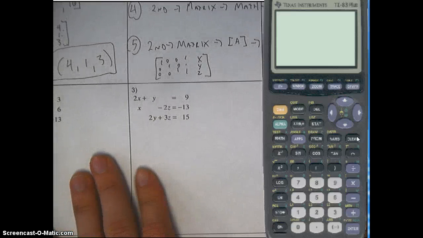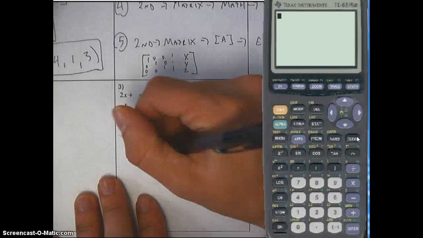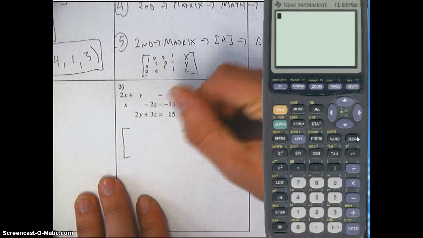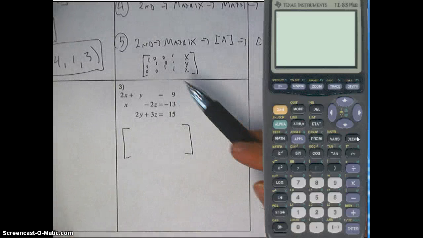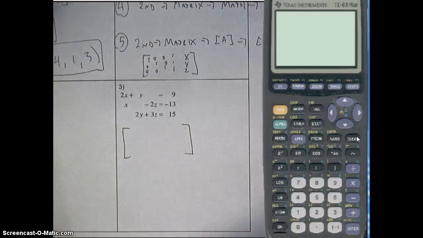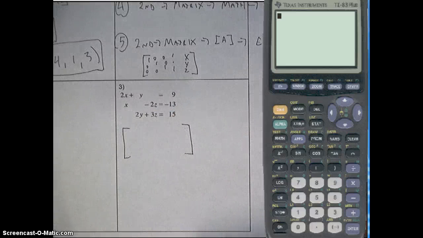So let's look at number 3 here. The first thing you should do is write your augmented matrix. As long as there are 3 variables, an X, Y, and Z, this is always going to be a 3 by 4. If there are 2 variables, it's a 2 by 3. If there are 4 variables, it's a 4 by 5. 5 variables, a 5 by 6. There's a pattern: however many variables you have, there's going to be one more column.